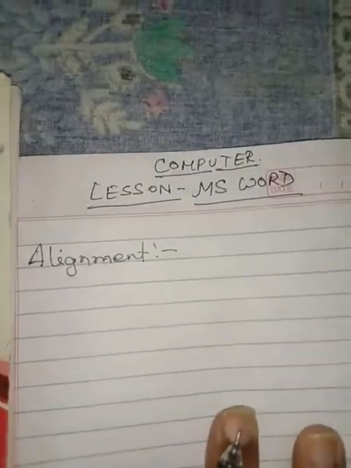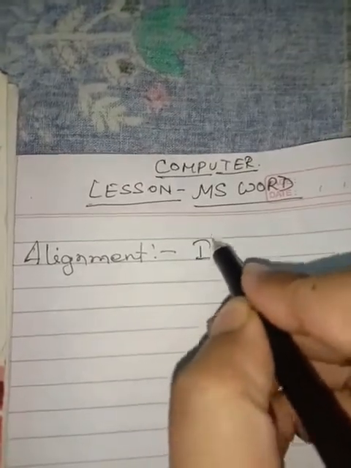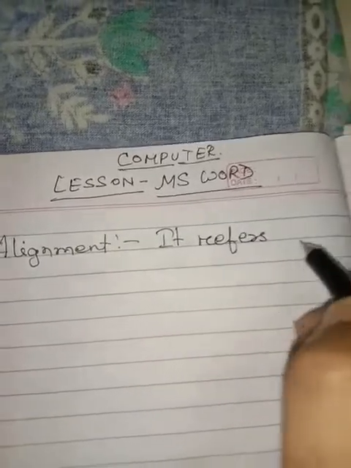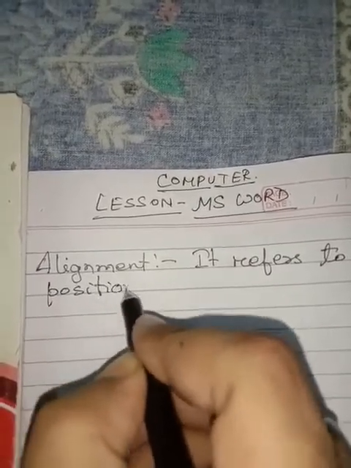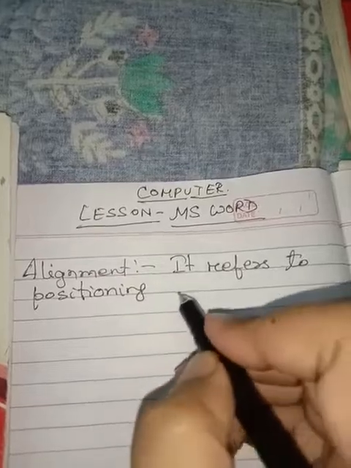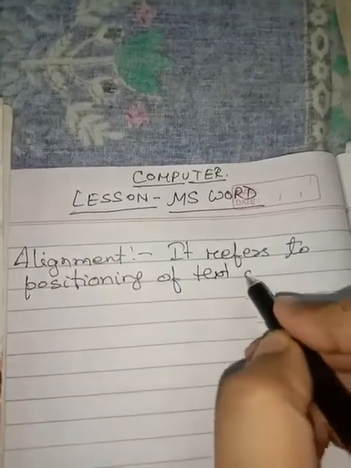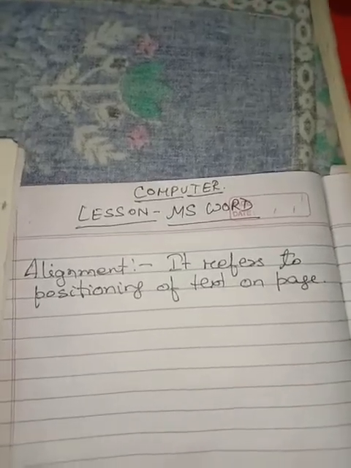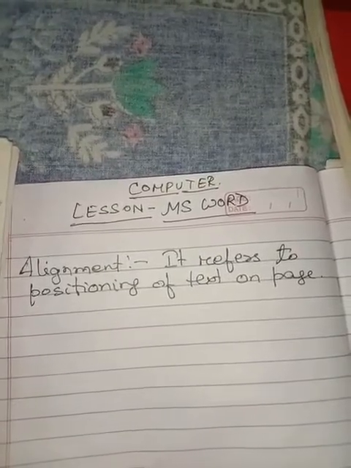Alignment. It refers to the positioning of text on a page. We can set the alignment before typing the text or after typing the text.